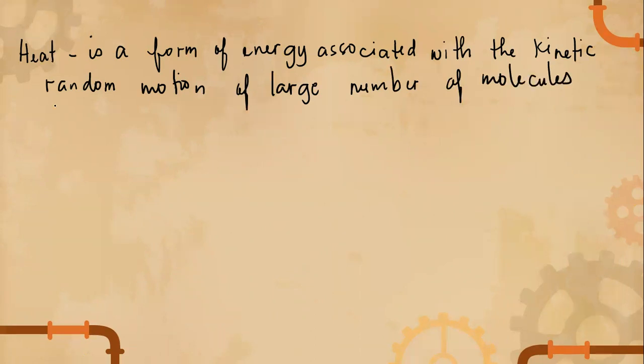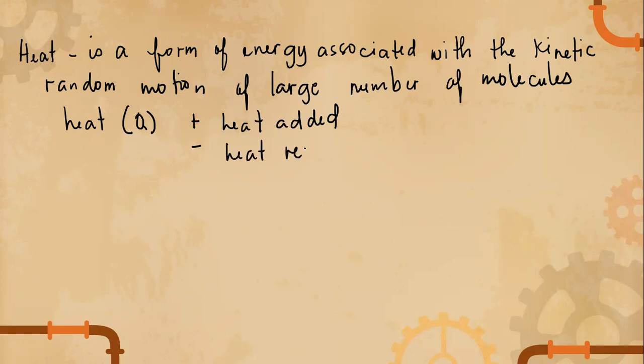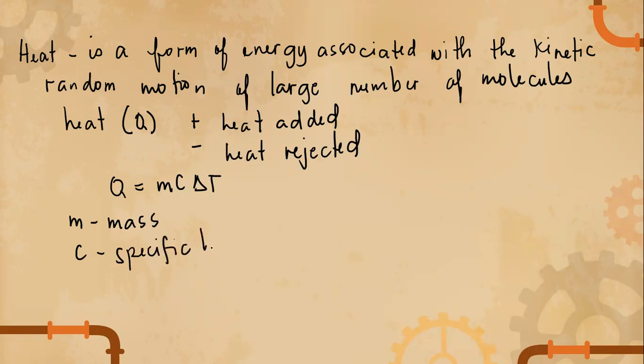While the specific heat... the symbol for heat is capital Q. Heat can also be positive or negative. When you say positive, that is heat added. And if the value of the heat is negative, that is heat rejected. The formula for heat is Q equals mc delta T, where m is mass, c is the specific heat, and delta T is the change in temperature.